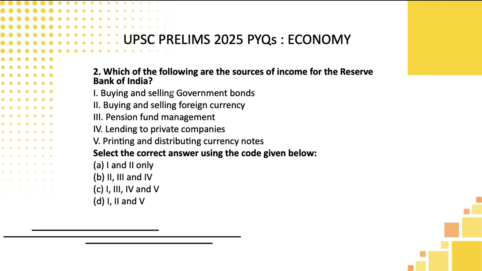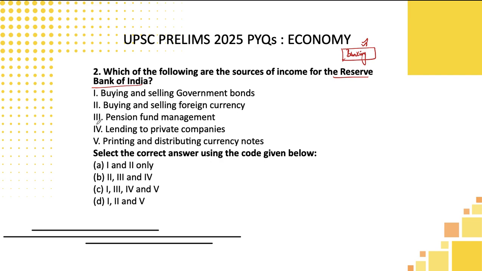Okay, let's move to the second question. Which of the following are the sources of income for the Reserve Bank of India? So basically they are concerned about the Reserve Bank of India. Again, in the banking chapter, the Reserve Bank of India and its functions is a very repeated theme of the UPSC preliminary examination in the last 10 years, students.